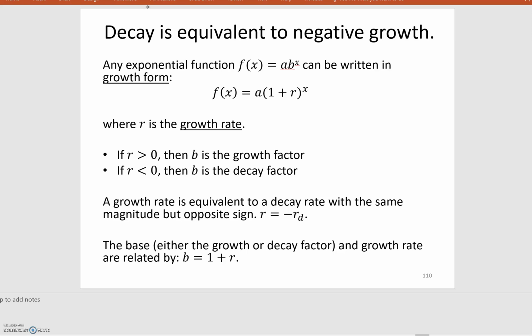Well, we have this growth function form, f of x equals a times (1 plus r) to the x, and r is the growth rate. If we have a positive growth rate, then we just have normal growth as we are used to. But if we have a negative growth rate, then suddenly we don't have a growth factor anymore, we have a decay factor. And this is really just terminology, because if I have a negative growth rate, then in essence what I have is positive decay. So a growth rate is equivalent to a decay rate with the same magnitude but the opposite sign.